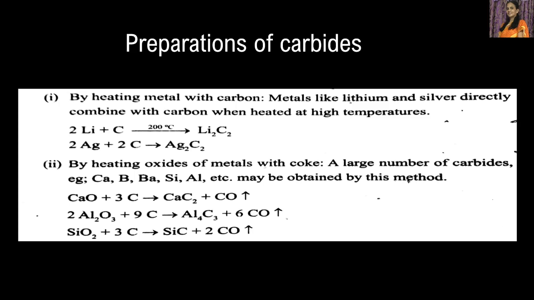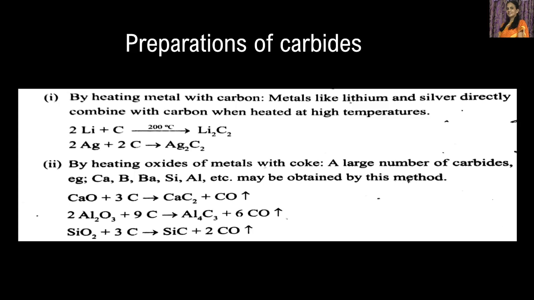Let's see the preparation of these carbides by heating metal with carbon. Metals like lithium and silver combine directly with carbon when heated to high temperatures. Here we can see the reactions: lithium with carbon and silver with carbon. Next, preparation by heating oxides of metals with coke. Coke is one of the amorphous allotropes of carbon.